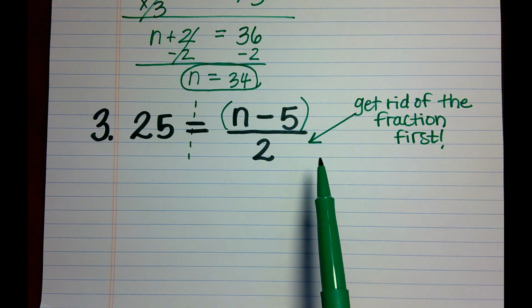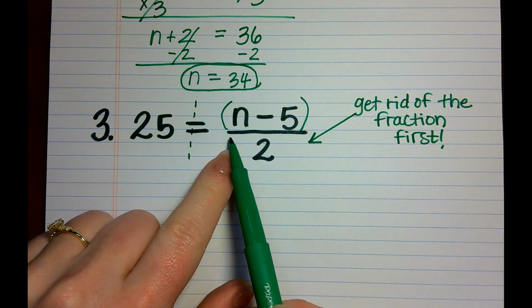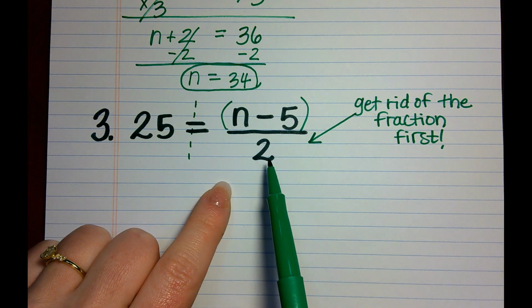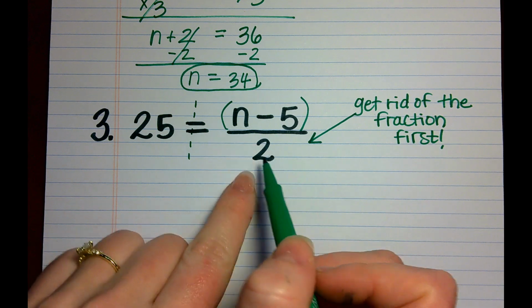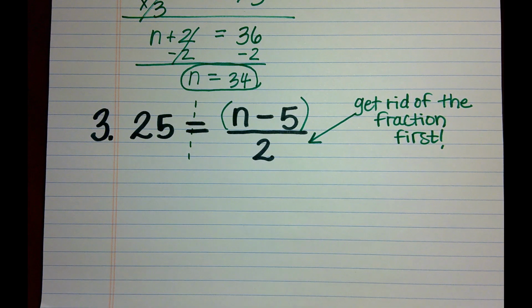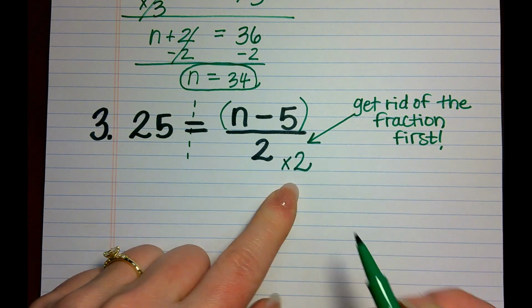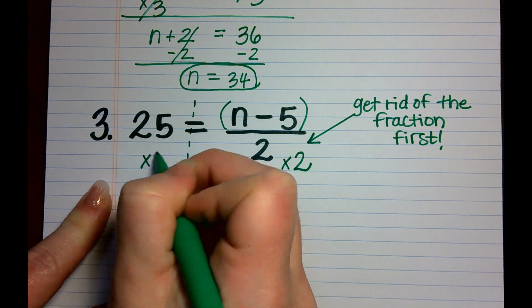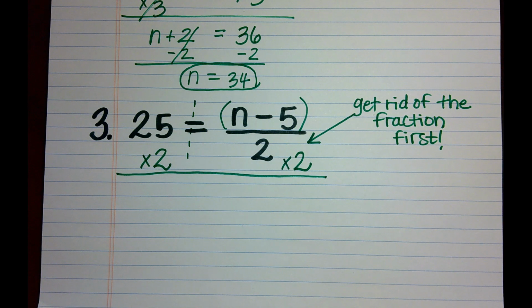So when we solve an equation, to get rid of a number, we need to do the opposite of what it's already doing. So right here, it says divided by 2. What's the opposite of dividing? Multiplying. So to get rid of this 2, I need to multiply by 2 on both sides of my equation, right? Okay, so we just multiplied by 2 on both sides.